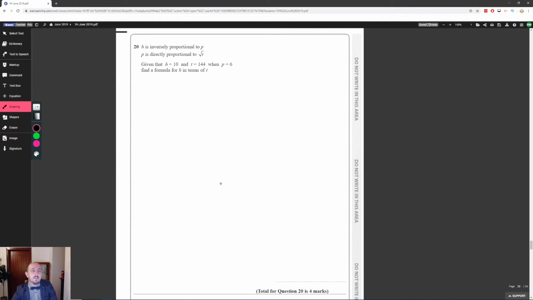For question 20, we have A is inversely proportional to P, so it's proportional to 1 over P, and P is directly proportional to the square root of T. Alright, so we're going to change this into H equals K over P, because we always change it to equals K, but in this case, we've got a different proportionality, so I'm going to use a different letter here. Let's just use, I don't know, F, so P is equal to F root T. Alright, it's directly proportional to.